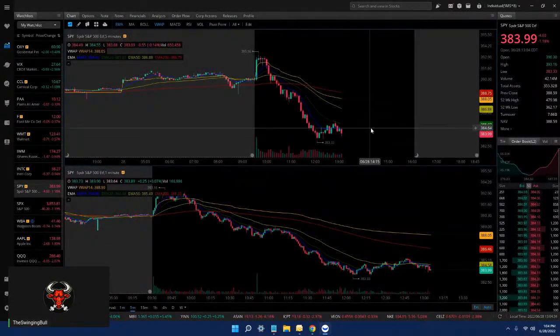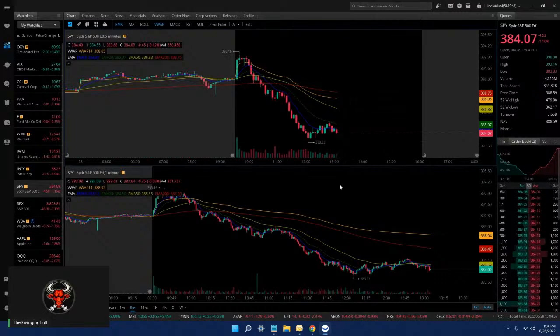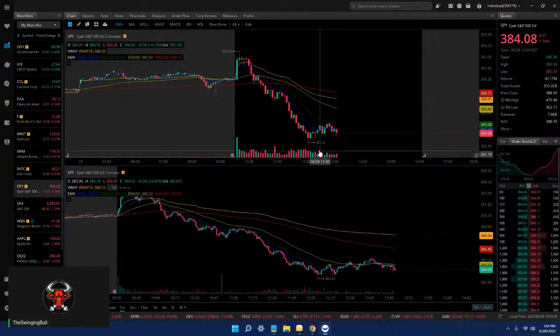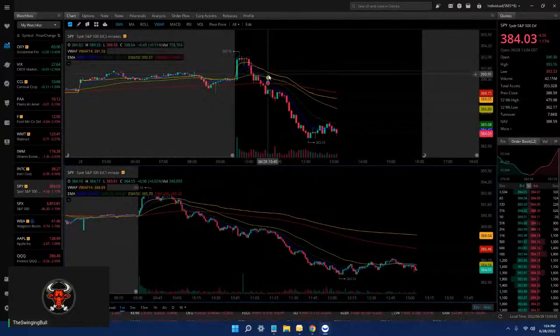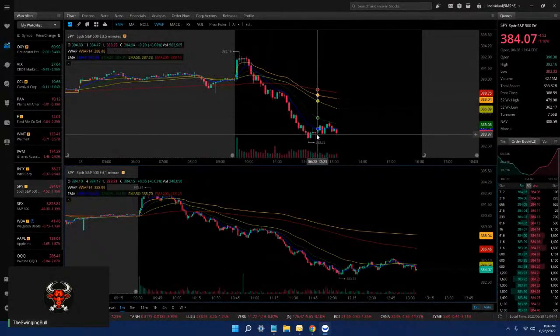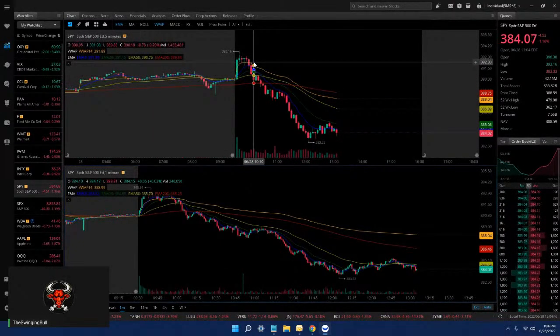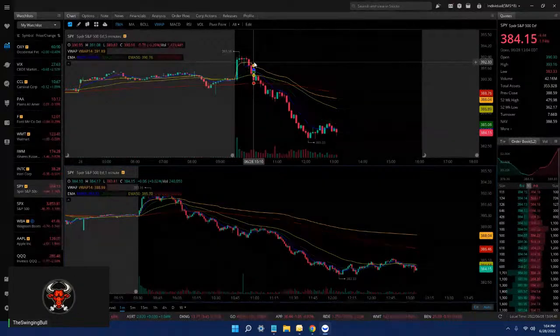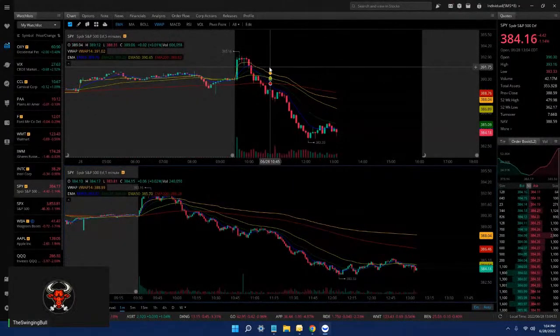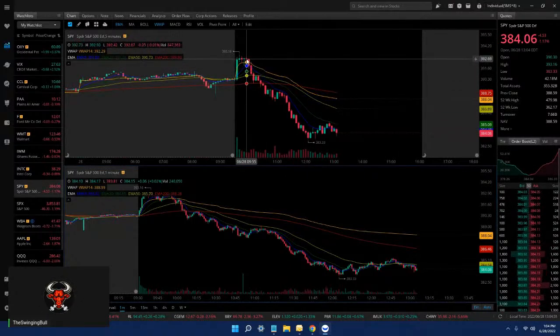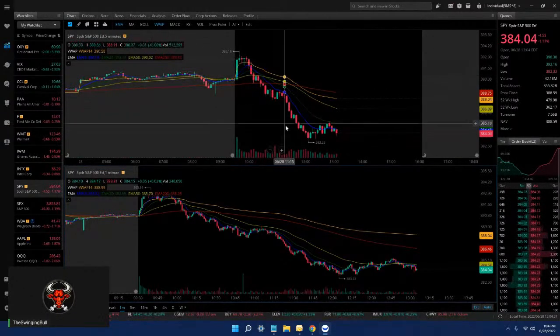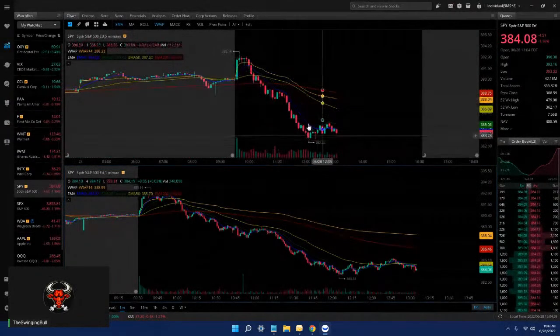So let me go back to the 5 minute on SPY. Got the 5 minute up top, got the 1 minute on the bottom, both SPY charts. The 5 minute's going to give you more of an overall trend. Maybe you wanted to swing this, it's kind of like a day trade, but maybe you wanted to open a trade in the morning with the plan to close it out in the afternoon. The 5 minute might be a little bit better to go by as far as overall trend for the day.